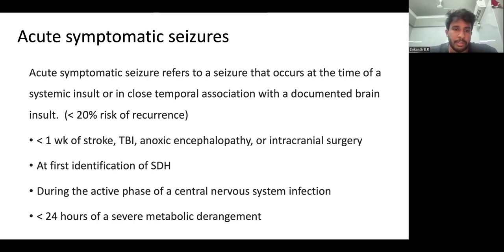It's important because the risk of recurrence of these seizures is much, much lower. So you wouldn't label it as epilepsy unless this period has been crossed.